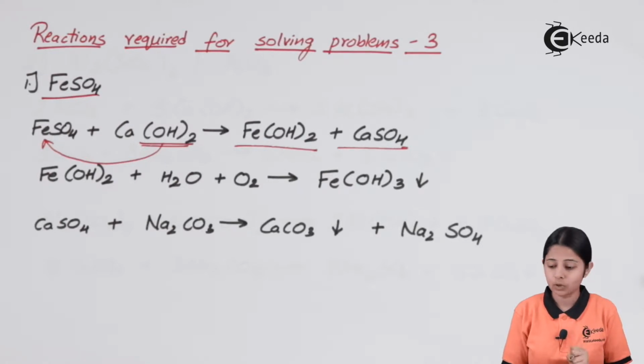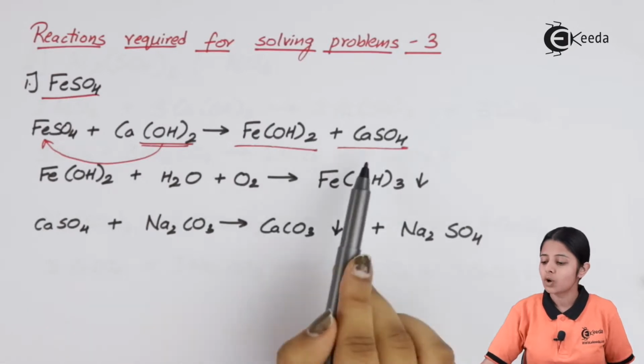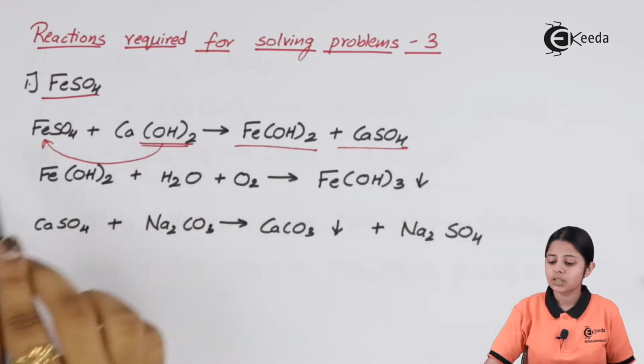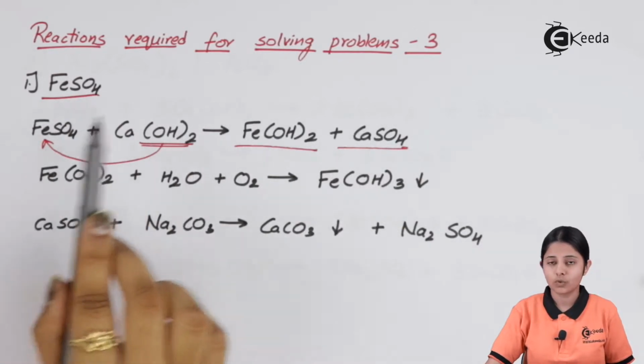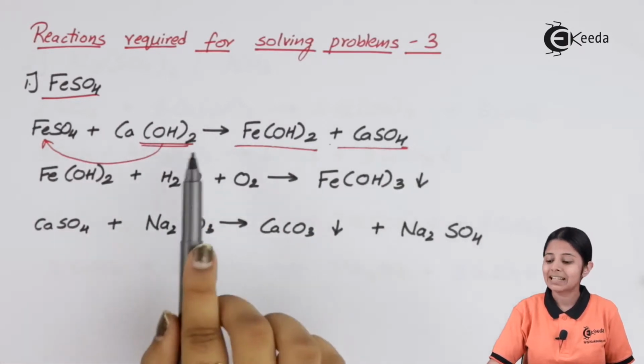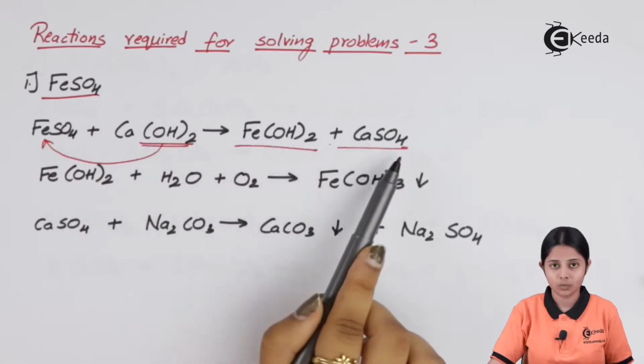That means I will have to take this Fe(OH)2, react it with something, make a precipitate out of it. I will also have to take CaSO4, react it with something and make a precipitate out of it. So this first step is just converting FeSO4 to Fe(OH)2, Ca(OH)2 to CaSO4, and yet both of these are still soluble in water.